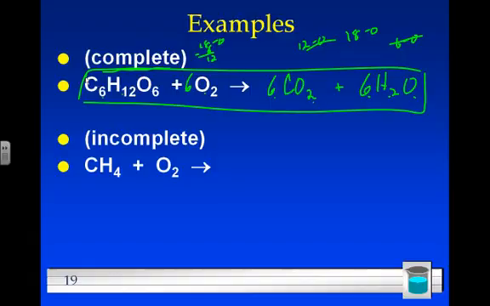So CH4 plus O2, it is a combustion because we're adding oxygen. It's incomplete though, so what are the products? CO this time, carbon monoxide, and water vapor.